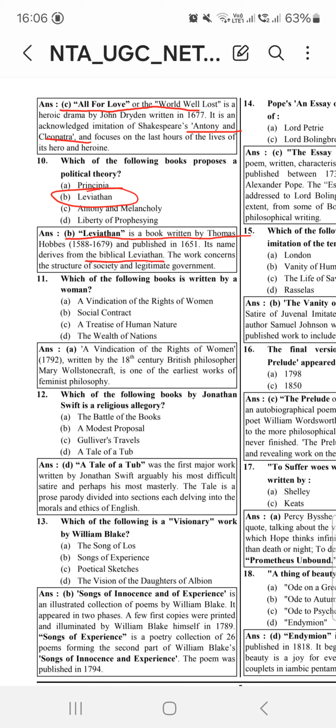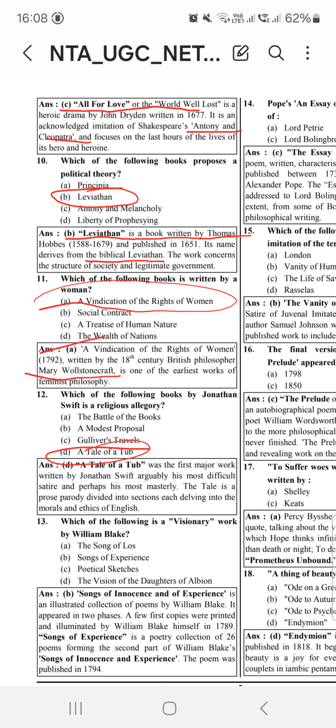Question 11, which of the following books is written by a woman? Answer is A Vindication of the Rights of Woman, written by 18th century British philosopher Mary Wollstonecraft. Which of the following books by Jonathan Swift is a religious allegory? And the answer is A Tale of a Tub.